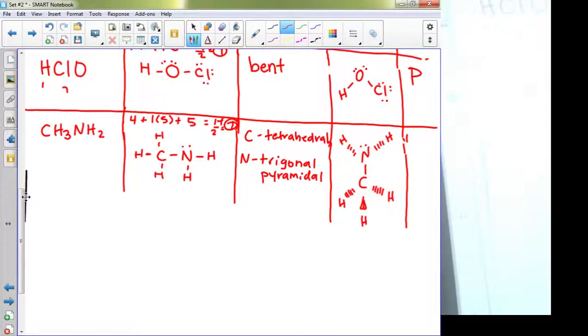Alright, take it apart. So this one will be hollow. No, this one will be colored. It's got that lone pair.